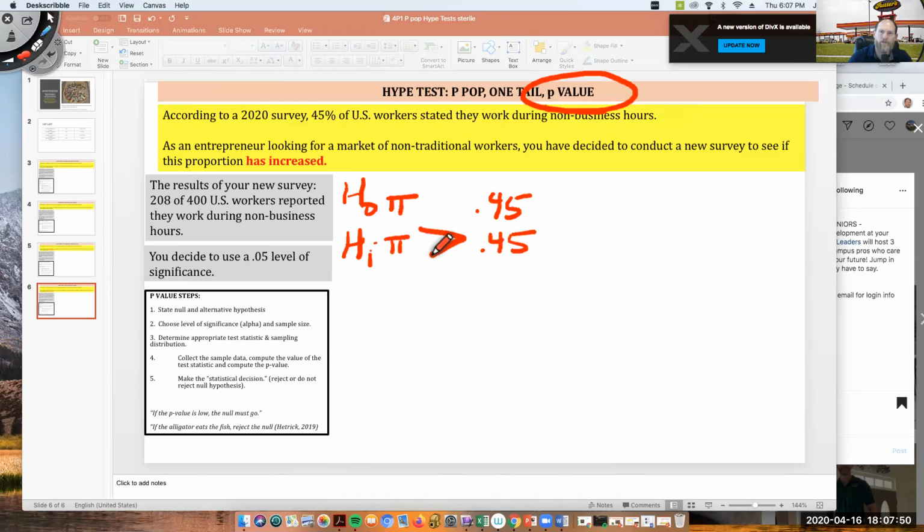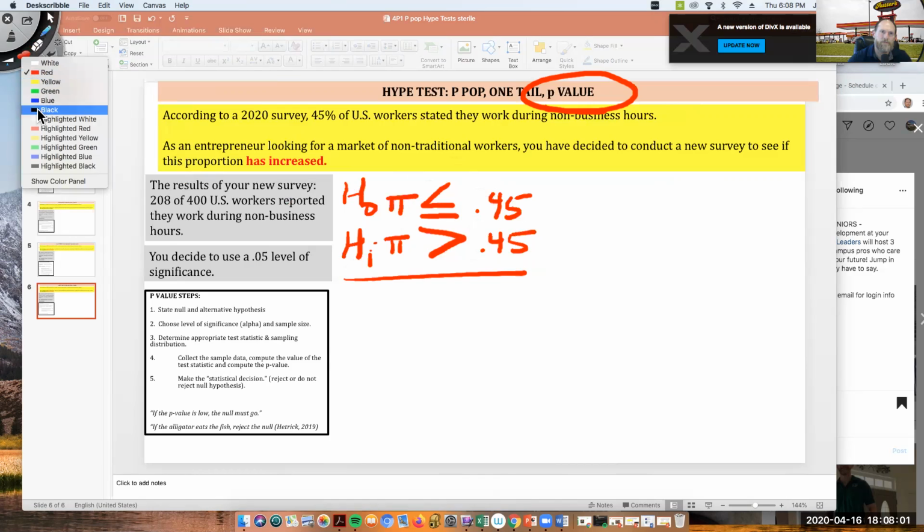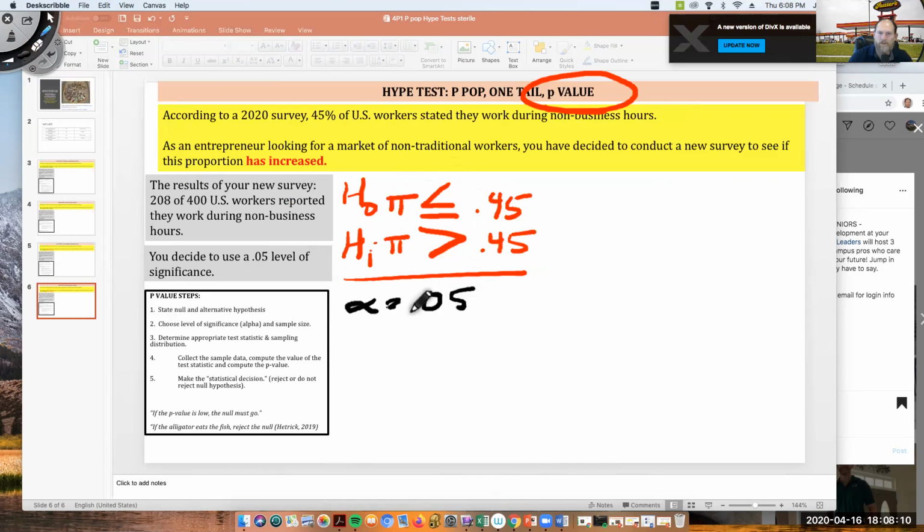We know that this is going to be greater than. We don't have an equal sign down here, that's going to be less than or equal to. We have that set. Next step, level of significance. We have it, 0.05. Again, I'm going to tell you what level of significance to use. I might ask you a conceptual question: when would you use a lower value? When would you use a higher value? Remember, we use a higher value when we're not as concerned about being wrong. We use a lower value when we really want to minimize an error.